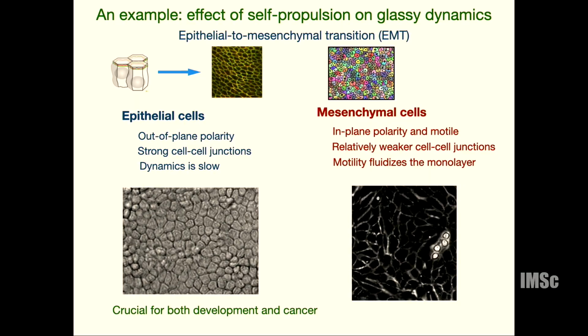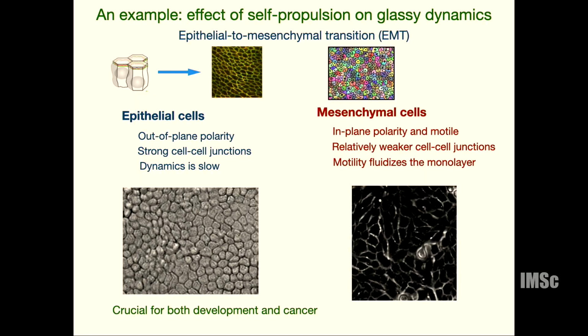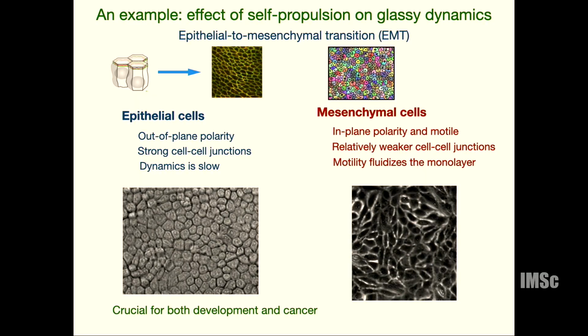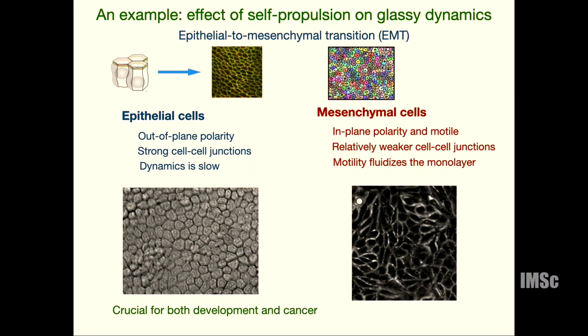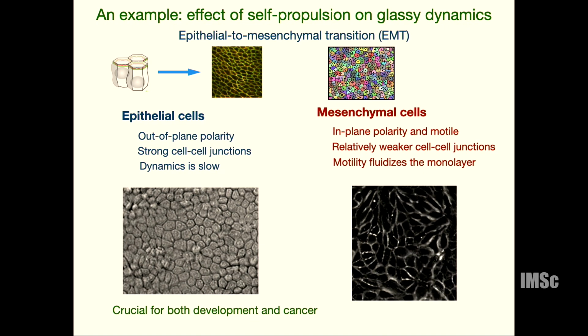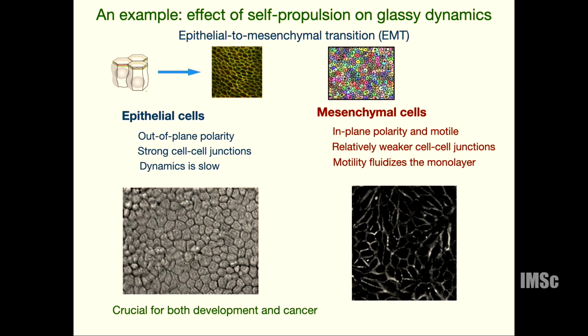So this is a movie from our experiments that we are doing at TIFR Hyderabad. One of the characteristics is that the cells have out of plane polarity. They have strong cell-cell junctions. There are different proteins that make the cell-cell junctions quite strong. And the dynamics in this system is quite slow. So this is glass-like, sedentary. They do not move much.